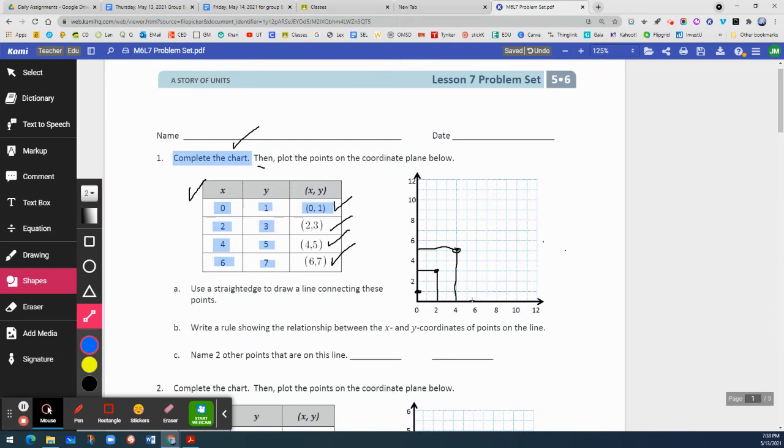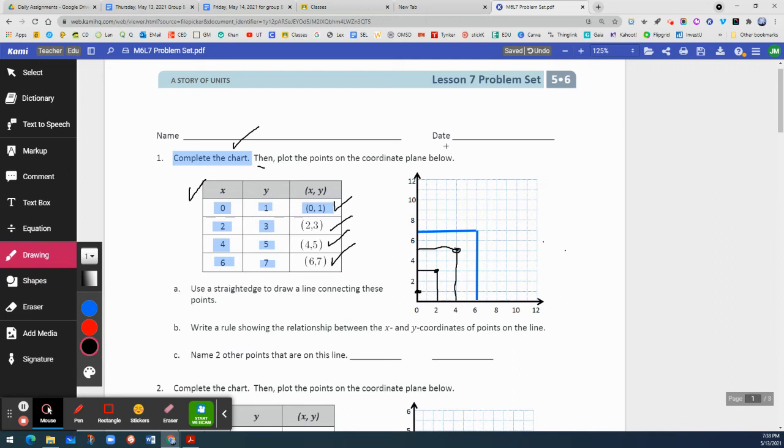Okay, so 6 and 7. So x is 6, so I'm going to go to 6, and that's where x is. And 7 should be between 6 and 8, so that will be 7. Okay, now the next request is plot the line points on the coordinate plane.